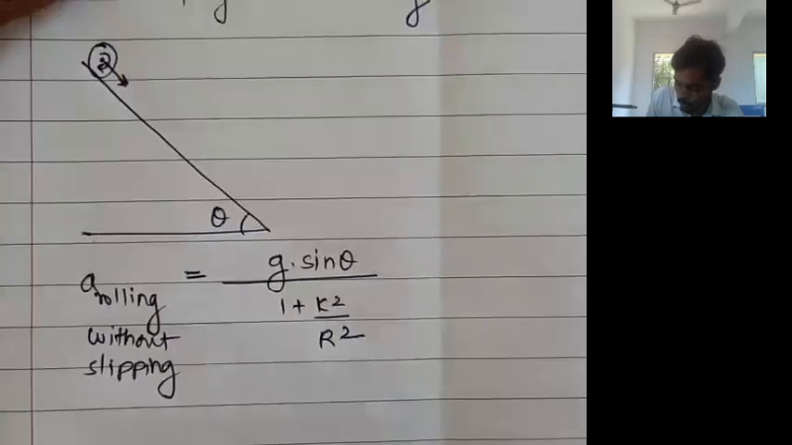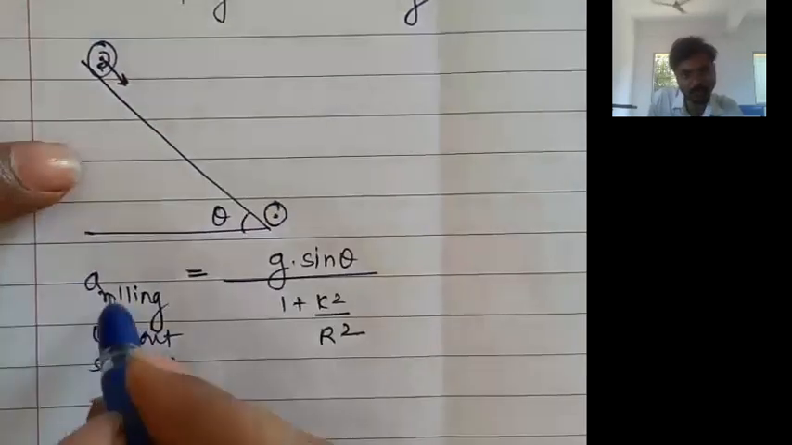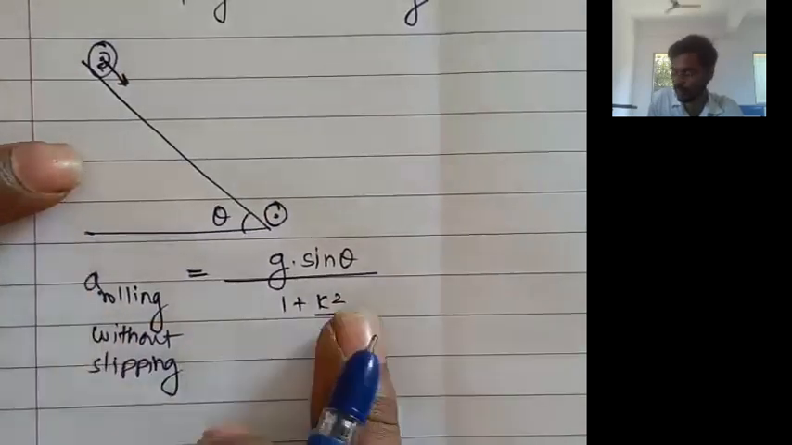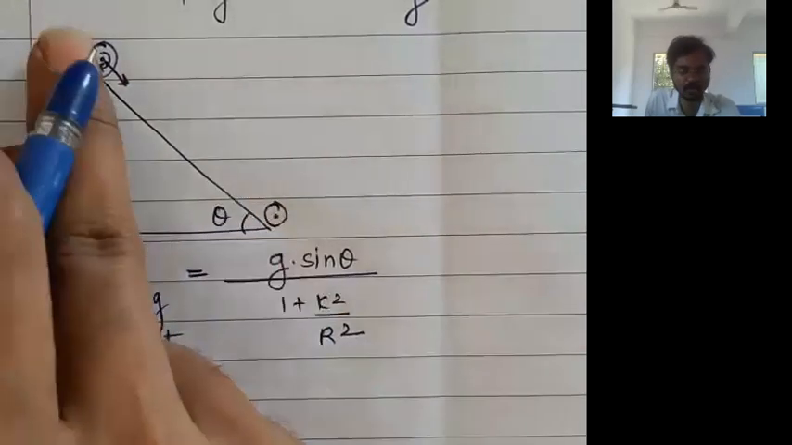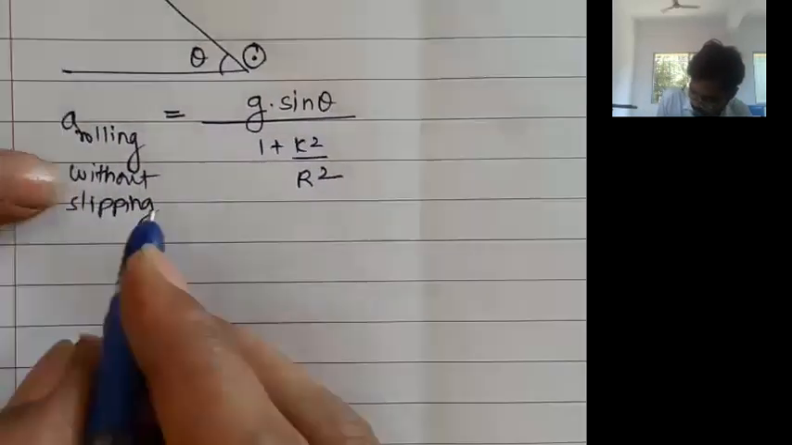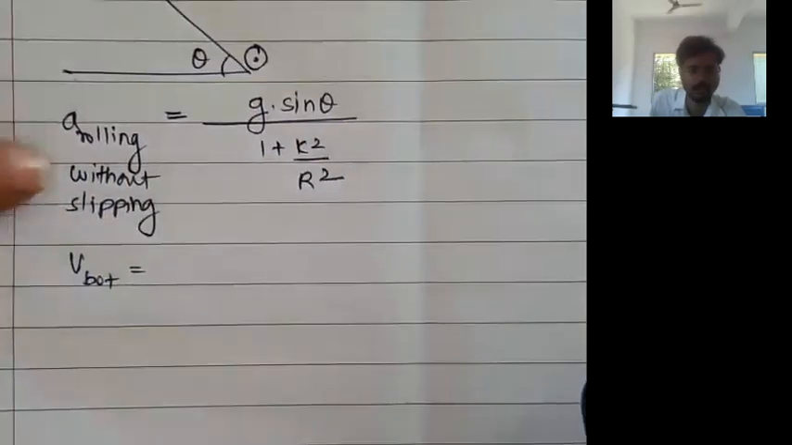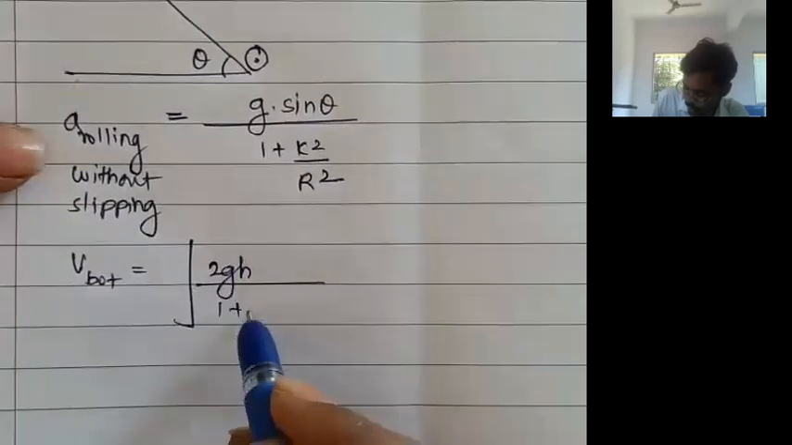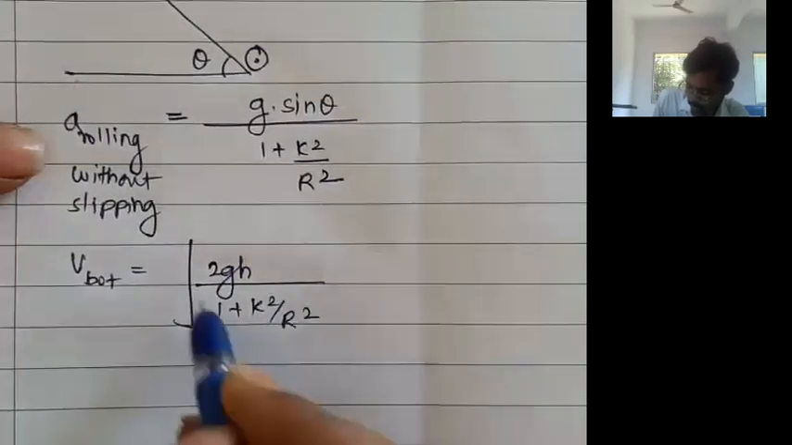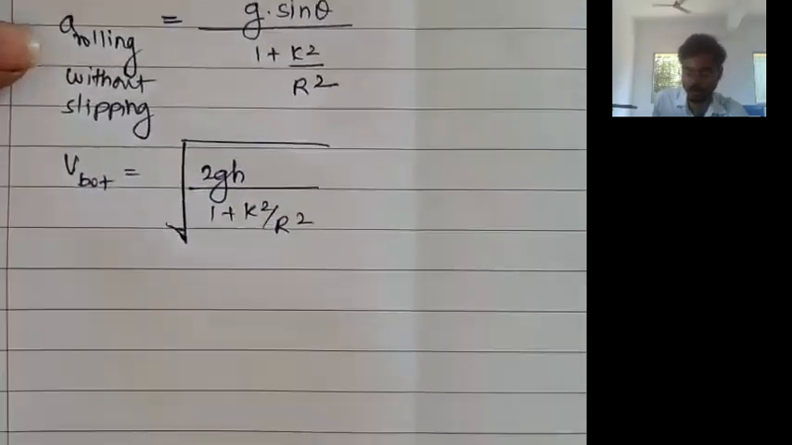I taught you this: velocity at the bottom, acceleration along the incline, it is the same. Acceleration along the incline means the acceleration for rolling without slipping. Velocity at the bottom, acceleration along the incline and time required to reach the bottom. I will write all three formulae. Velocity at the bottom, when there is rolling without slipping, is under root 2gh divided by 1 plus k square upon r square. This is the velocity at the bottom. Check whether I am right or wrong.